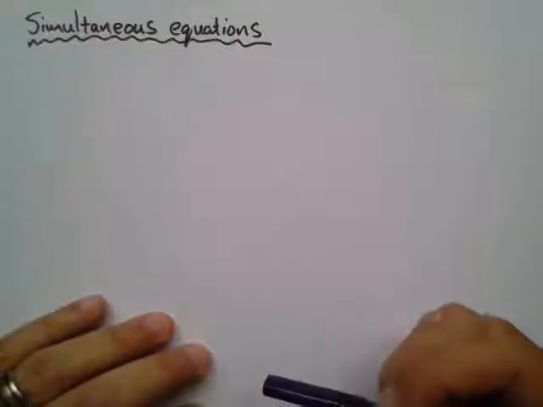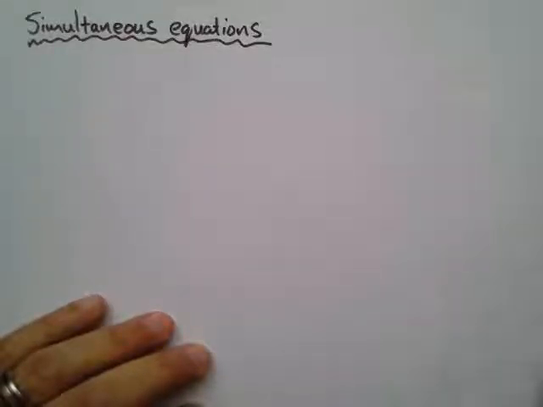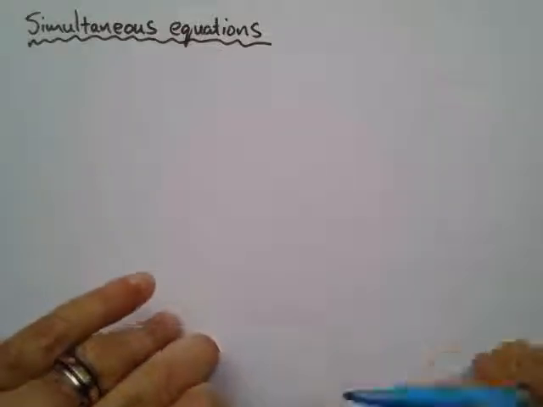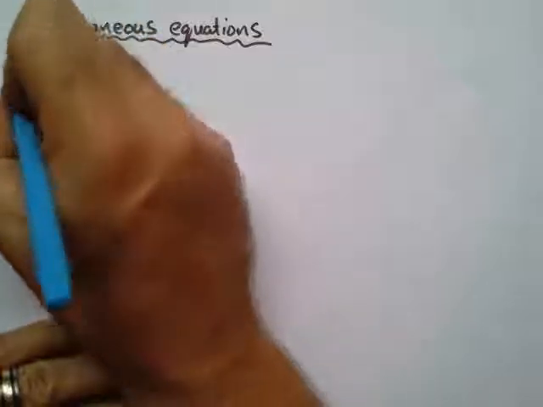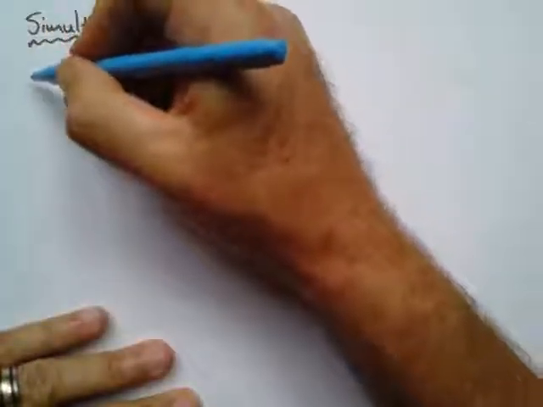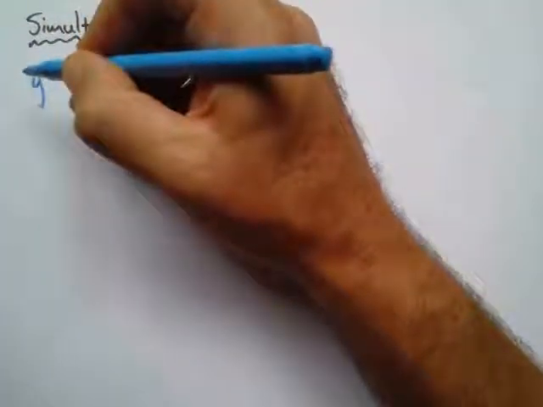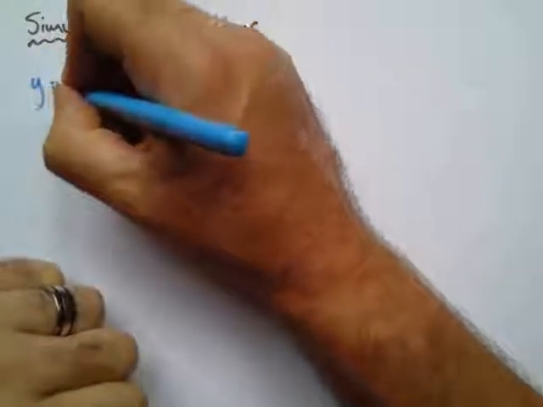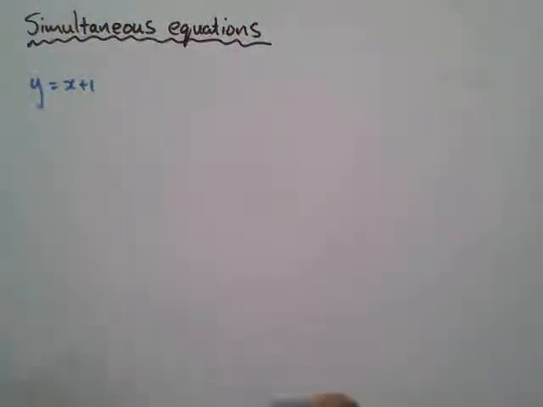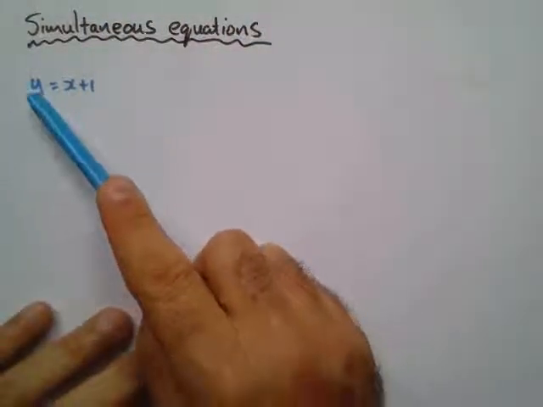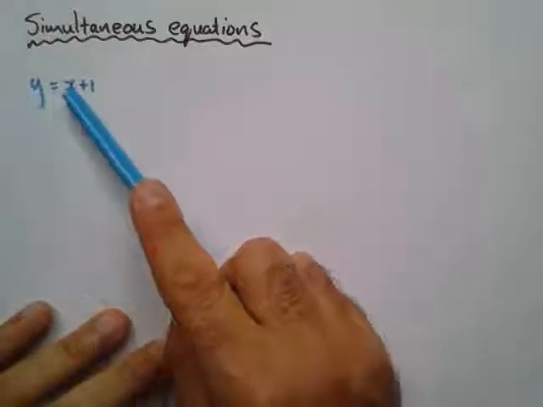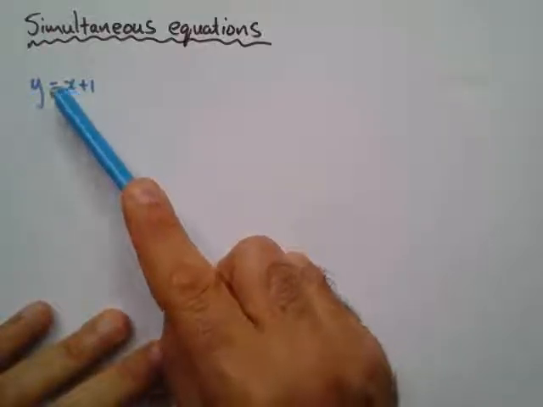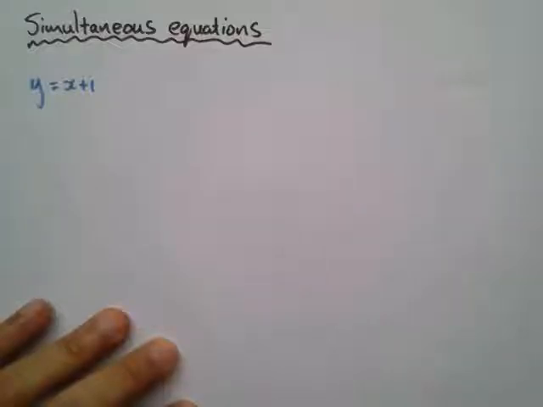Simultaneous equations. I'm going to make this video a little bit longer as usual because I really want you to understand where this comes from. If I have an equation of, let's say, y equals x plus 1, I've got two variables, y and x. X is independent because y depends on the value of x.